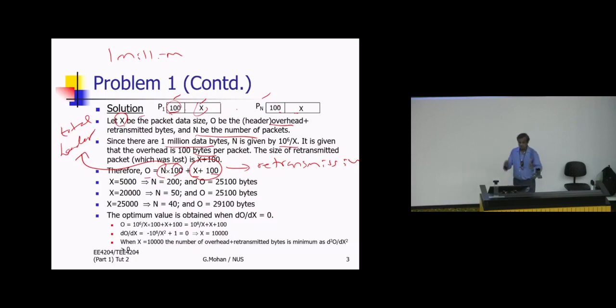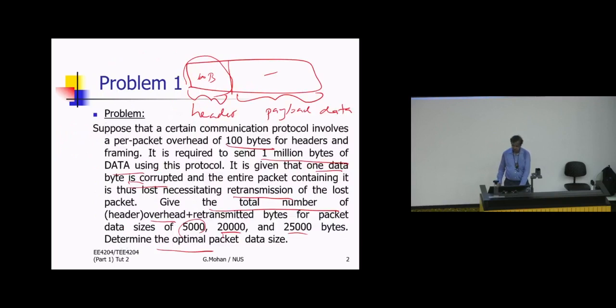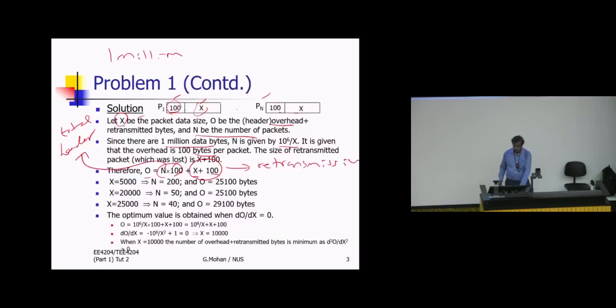Now we have derived a simple expression. We are ready to answer the first part of the question. If each packet carries 5,000 data bytes, what is the total overhead O? That means if X is 5,000, N would be 200, because N is 1 million divided by X. So use X and N here, you get 25,100 bytes.